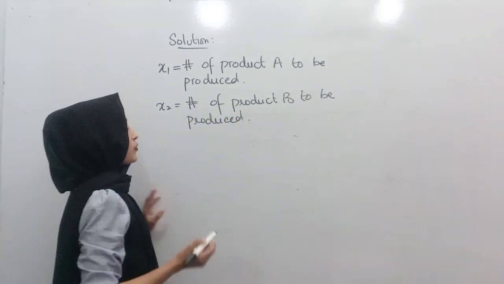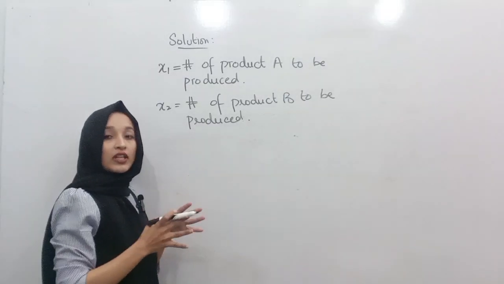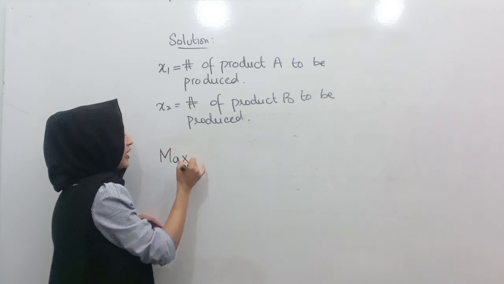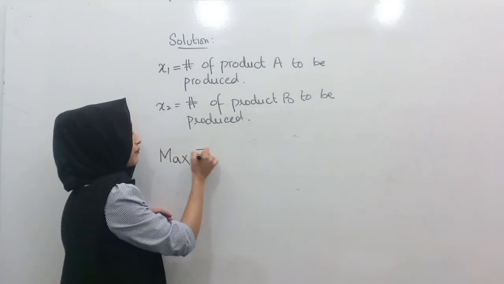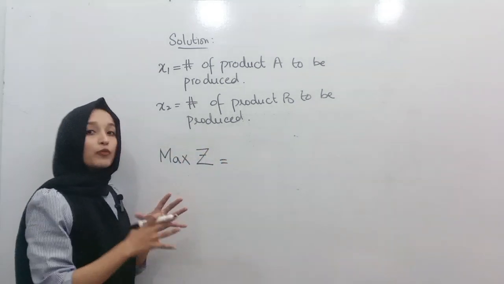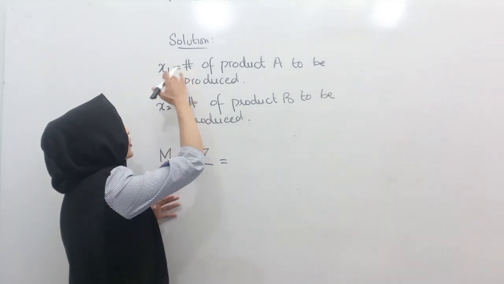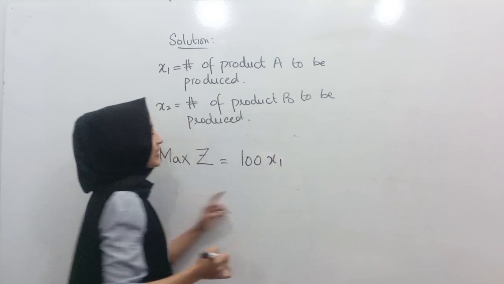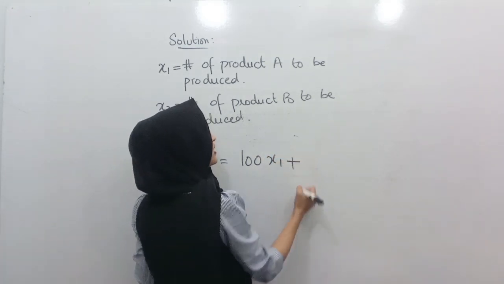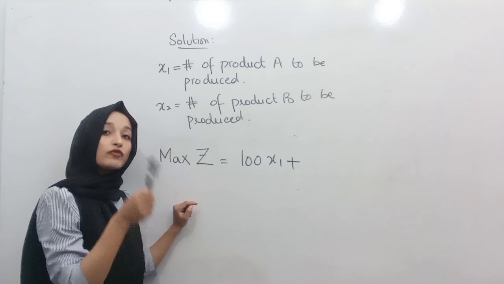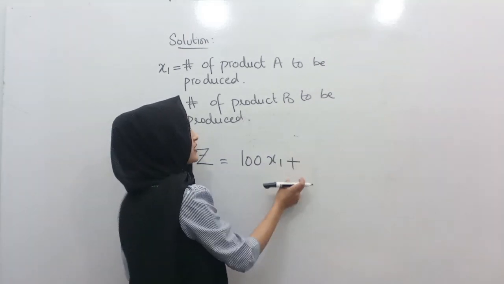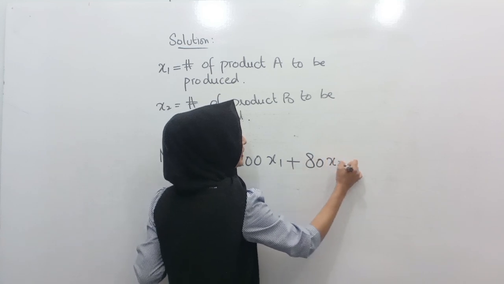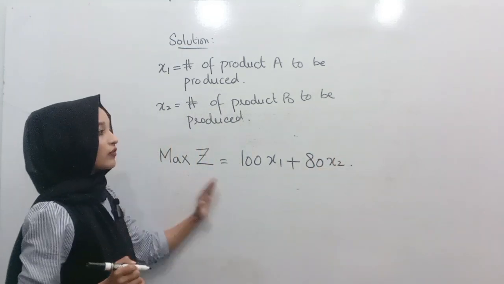And then we write the objective function. As it was given that we have to find the maximum profit, we write max and name our objective function as Z. Profits were given for product A and product B, which is 100 for product A, so we write 100 X1 here. And we add, because we have to find the profit of both products, so we use a plus sign here and write the profit of product B, 80, with the variable X2. So this will be our objective function.